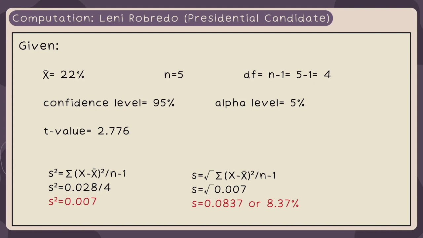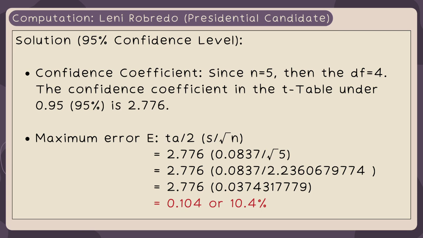So the sample standard deviation then is 0.0837 or 8.37%. To solve for the maximum error, use the formula t alpha over 2 quantity s over the square root of n. Substitute 2.776 quantity 0.0837 over the square root of 5. The square root of 5 is 2.23606797774. Dividing gives 0.0374317779. Then 2.776 times 0.0374317779. The answer is 0.104 or 10.4%.